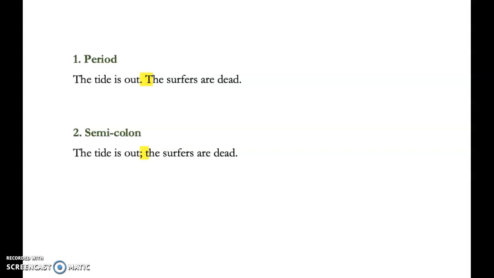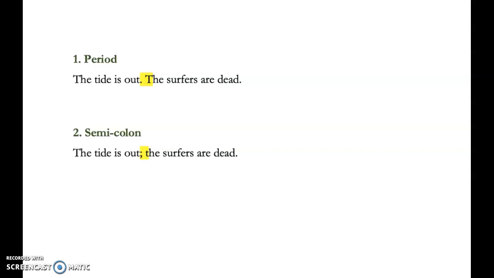So your first two options are punctuation options, the period and the semicolon. Both of these options enable you to end one sentence and begin another one without making any sort of comment about the relationship between the two sentences.